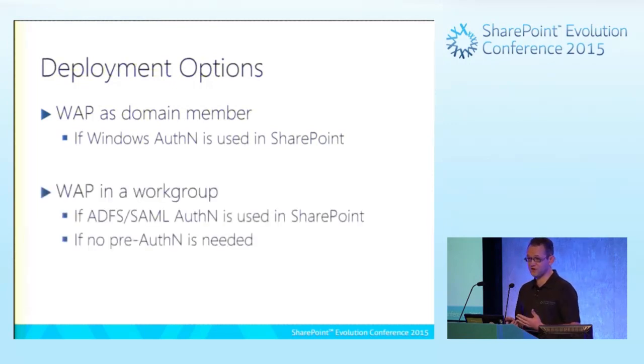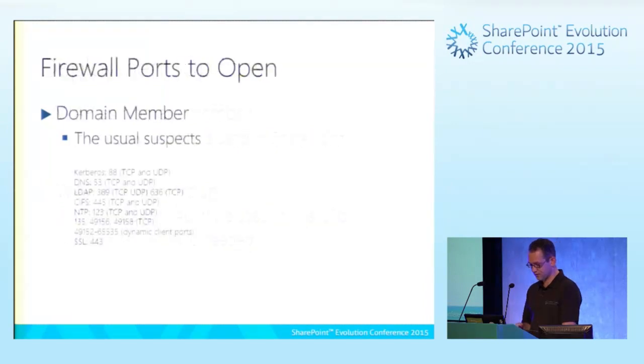You could also put your proxy in the workgroup. Then you only have to open one port, 443, to the inside, to your SharePoint resource. And you can do that if you don't want pre-authentication, because it's also possible. You can just send any request to SharePoint and not do any pre-authentication if you want to, but why would you do that? Or if you're using ADFS or SAML authentication, then you can also put your web server in the workgroup. In my demonstration, I have both. So I have one web server in the domain and one web server in the workgroup. And I'll demonstrate both scenarios.